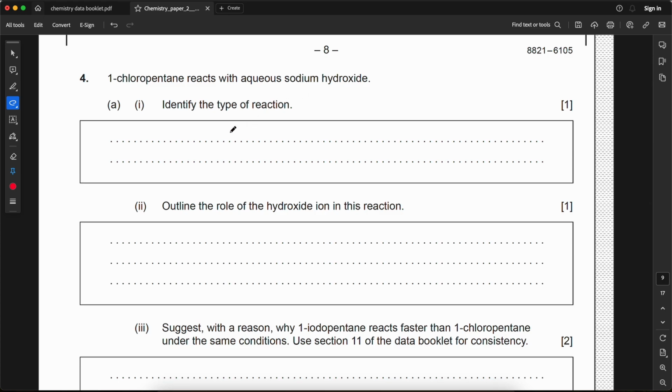1-chloropentane reacts with aqueous sodium hydroxide. Identify the type of reaction. It's nucleophilic substitution. So for 1-chloropentane, so C, Cl, CH2, CH2, CH2, CH2, and CH3, when it reacts with NaOH, this OH will replace Cl, producing pentanol. So it's a substitution. And OH is a strong nucleophile. So that's why the type of reaction is nucleophilic substitution.